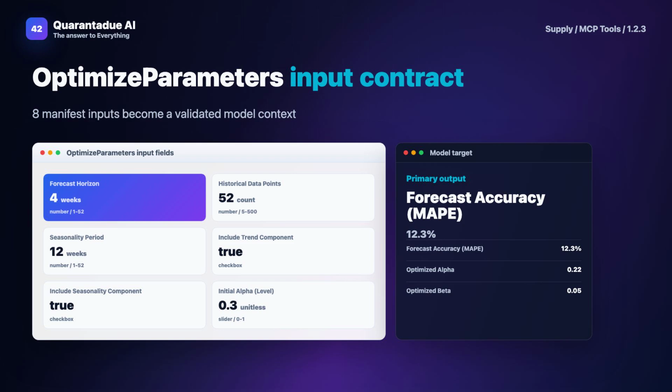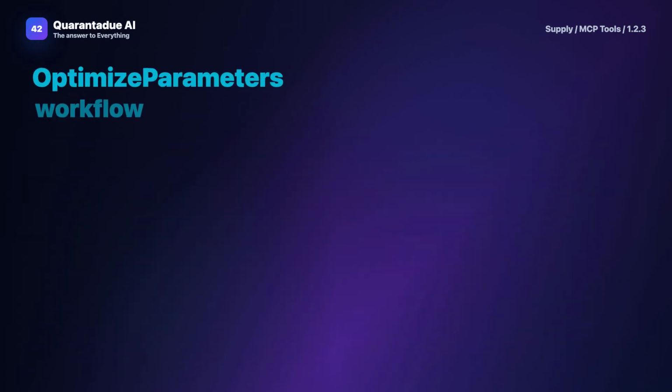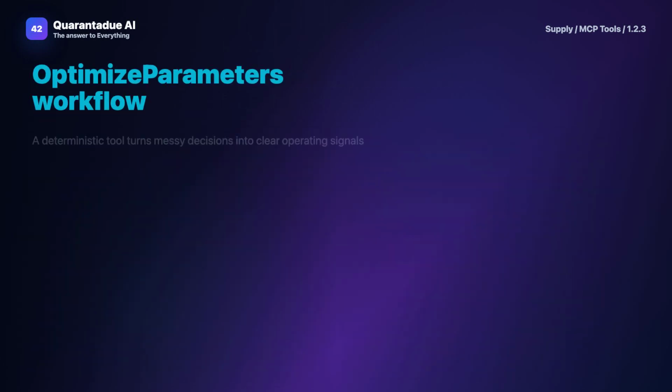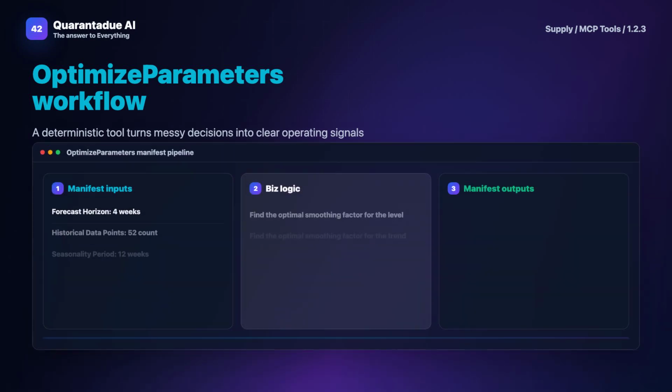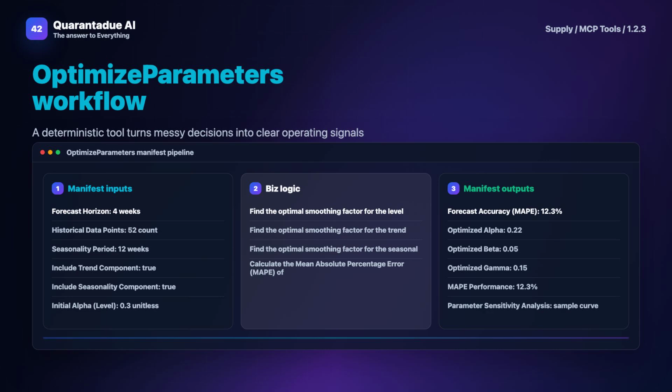A common misconception is that automation means losing control. In contrast, OptimizeParameters gives you more control by providing insights into why certain parameters work better. It evaluates performance using supply-relevant metrics like weighted mean absolute percentage error, which accounts for item importance, not just technical accuracy. This ensures that the optimization aligns with business priorities.